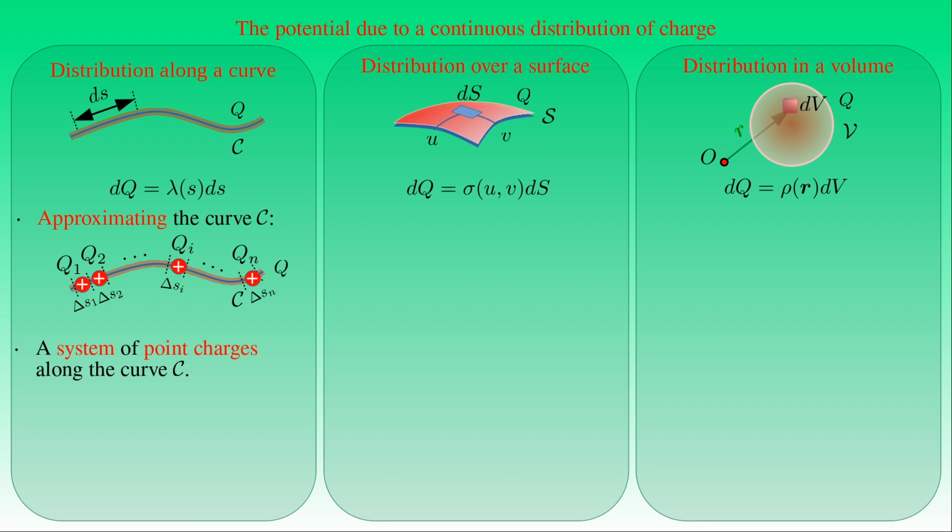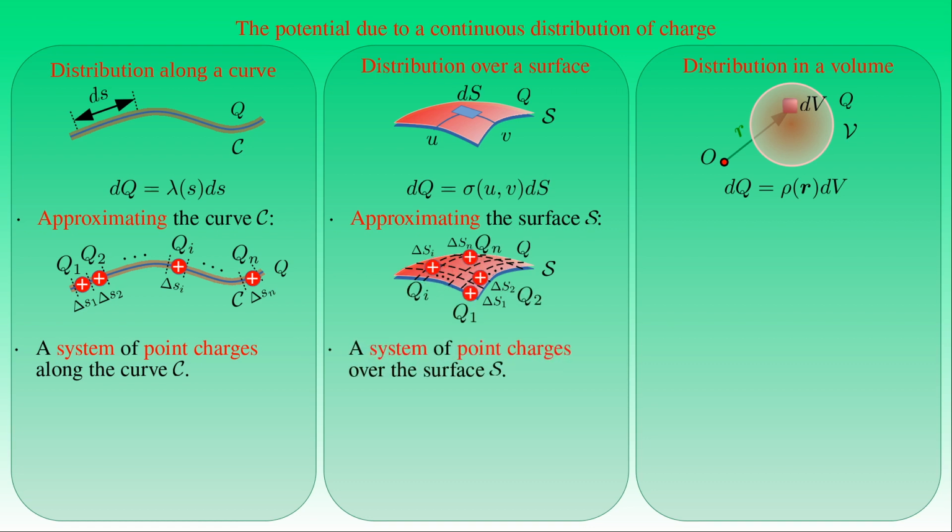We can follow the same procedure in the case of the continuous distribution of electric charge over the surface calligraphic S. We construct an approximation of the surface with n flat surface elements delta S1, delta S2, ..., delta Sn, where the area of each surface element is much smaller than the total area of the surface. We can approximate the continuous distribution of electric charge Q over the surface with the system of point charges Q1, Q2, ..., Qn at the midpoint of each surface element, where the electric potential is the sum of the potentials due to the individual point charges in the system.